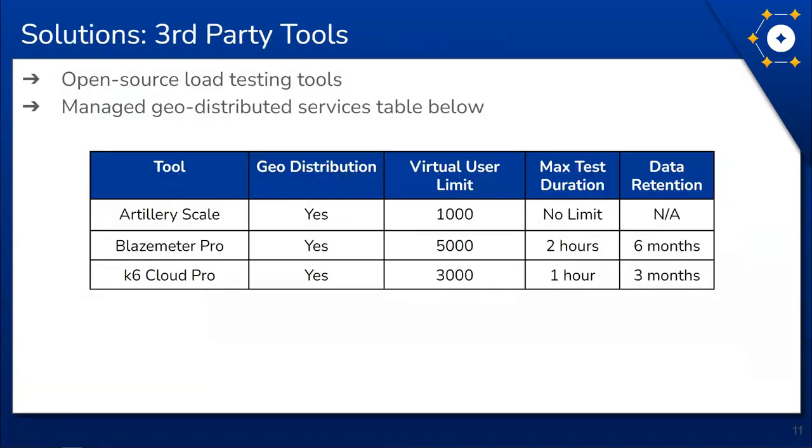Many open source load testing applications exist but are challenging to use synchronously in different geographic regions. That capability, geo-distributed load generation, is usually in the premium version of their open source tool. These premium cloud-based solutions include Artillery Scale, BlazeMeter, and K6 Cloud. While developers can easily leverage these tools to perform load testing, they must consider the service limit trade-offs. Looking at the table, we can see that there are limits on the number of virtual users, test duration, and data retention.